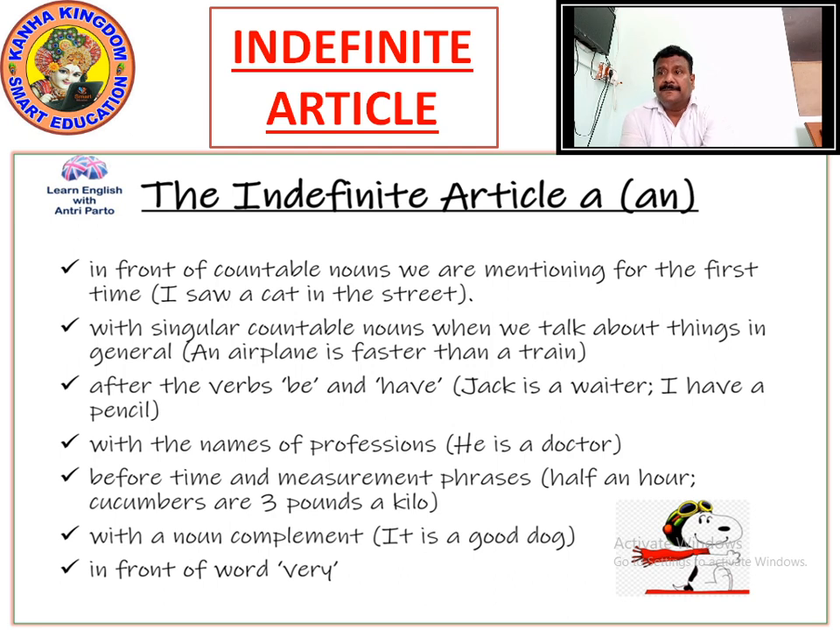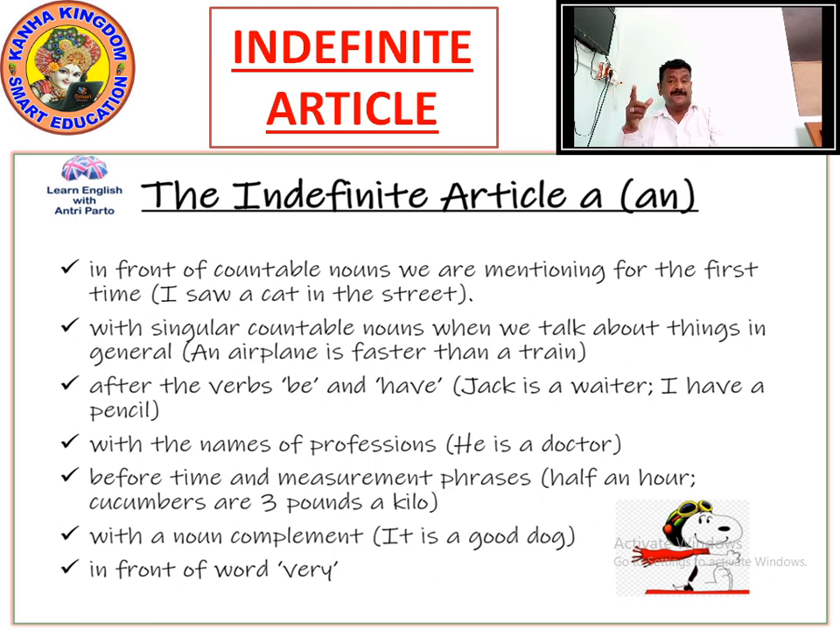With a noun complement: it is a good dog. In front of the word very, V-E-R-Y. So now you have seen certain examples where the indefinite article is used: in front of countable nouns, with a singular countable noun, after a verb, before a profession, before time and measurement, with a noun complement. All the words used are A. It is a good day, a good day.